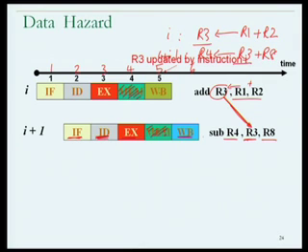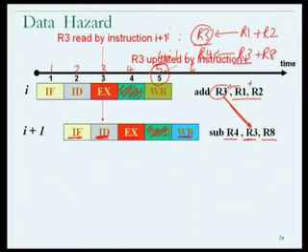So what's the problem? The problem is that if we look at the point in time at which R3 is updated by instruction I, in other words, when does the value of R3 become updated due to the activity of instruction I, we notice that that happens in cycle number 5, in the write back stage. On the other hand, when does instruction I plus 1 read the value from R3? And we know that that happens in cycle number 3. In other words, instruction I plus 1 is reading the value of R3 in cycle number 3, and instruction I is writing the desired value into R3 only in cycle number 5.